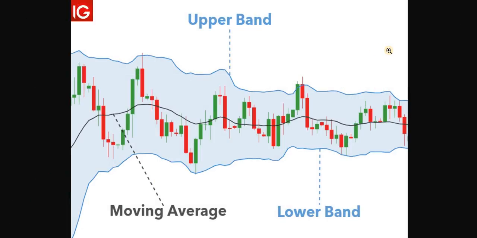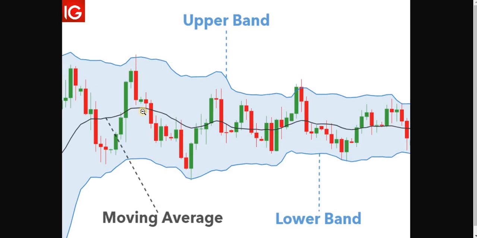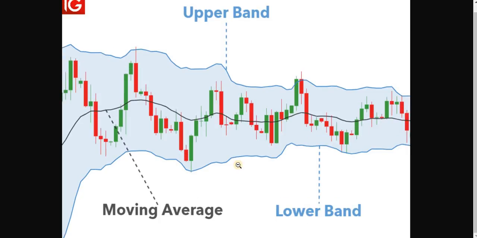This right here is the Bollinger Band. There are three major lines of the Bollinger Band. The first line right here is the upper band. Now the black line in the middle is called the moving average. You can also set this moving average to your preferred length. And the last line right here is the lower band. So this is the basic description of the Bollinger Band.